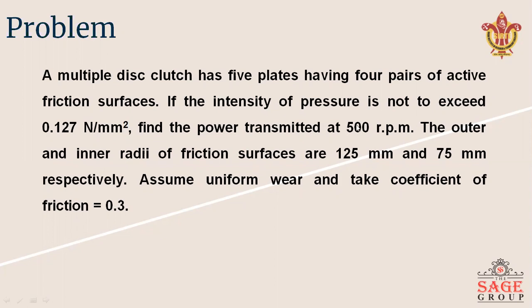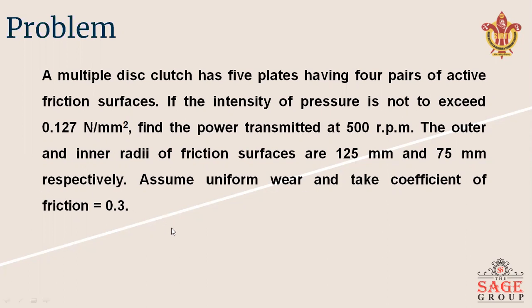If the intensity of pressure is not to exceed 0.127 Newton per mm square, find the power transmitted at 500 rpm. The outer and inner radii of friction surfaces are 125 mm and 75 mm respectively. Assume uniform wear and take coefficient of friction as 0.3. So this is the numerical problem, and we have to solve it systematically.